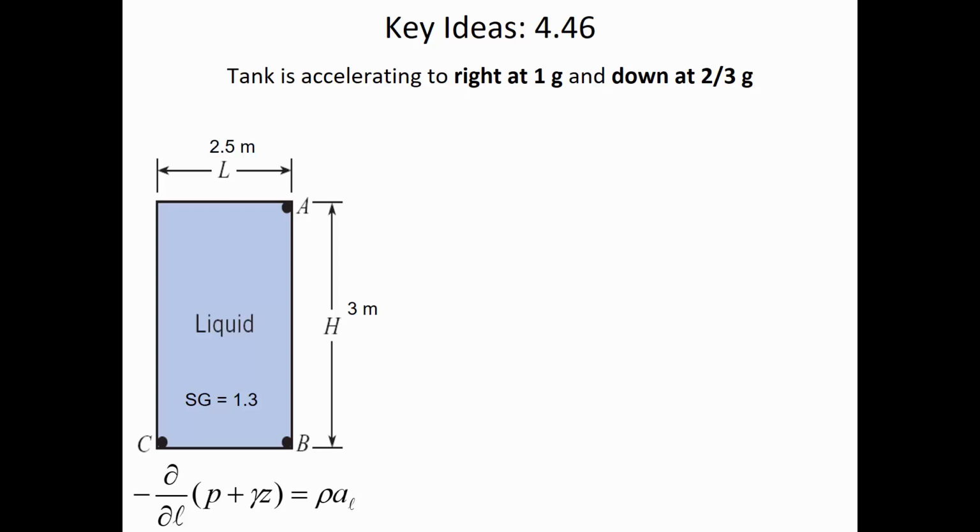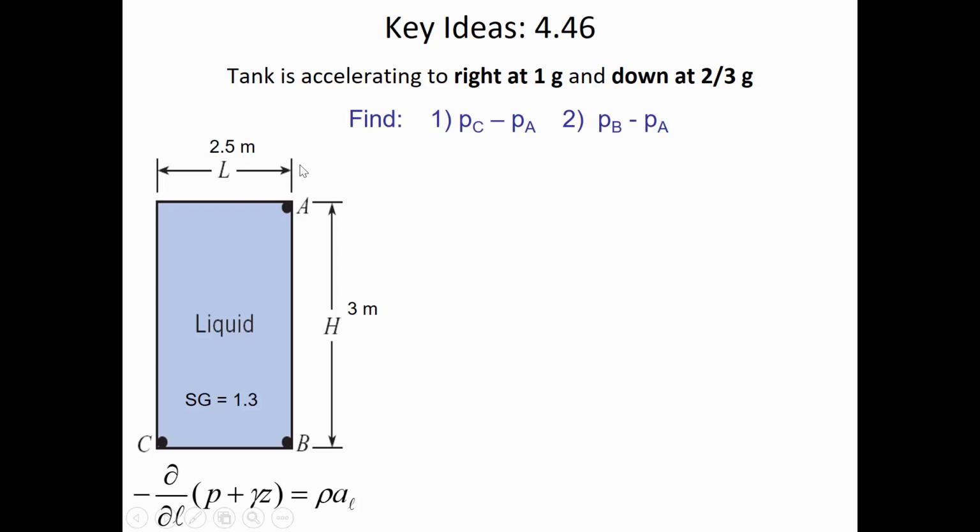So what's g as an amount? 9.81 if we're in SI units, and here we are. Okay, so it's accelerating to the right at 9.81 meters per second squared and down at 2/3 of 9.81 meters per second squared. Now here's how they ask it in the book.